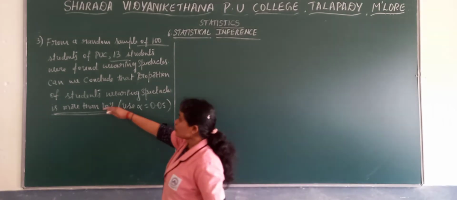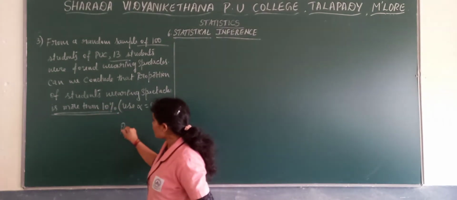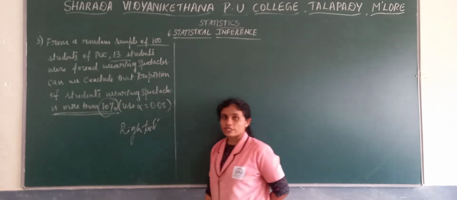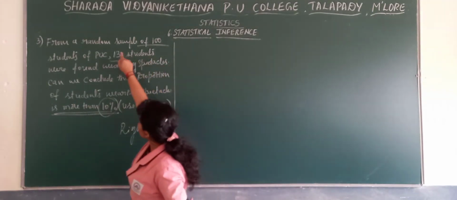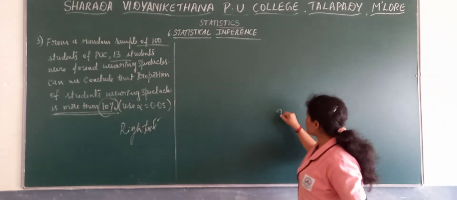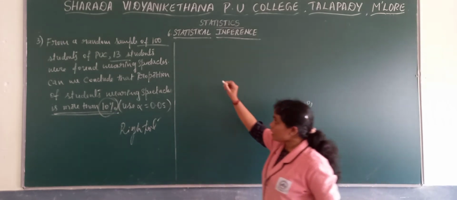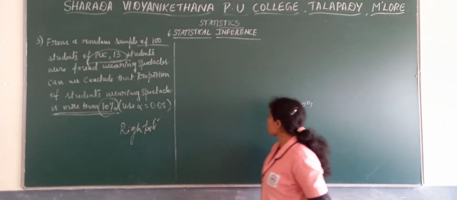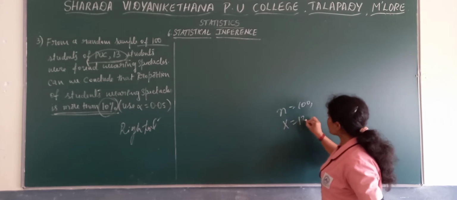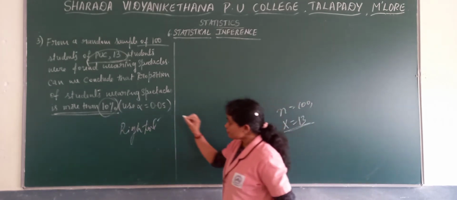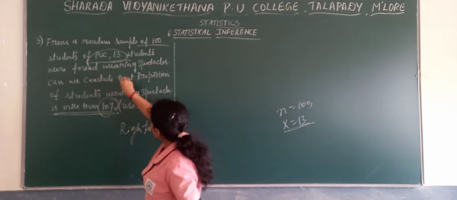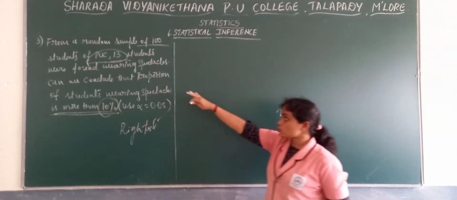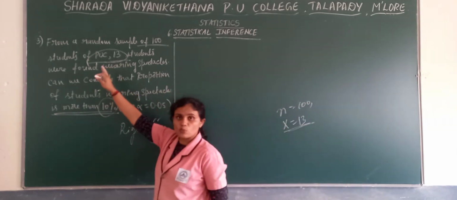So when we get "more than", we need to consider it a right-tail test, and the number which they have given is more than 10. So in this case we can easily identify the sample number: n is equal to 100, and out of that 100 sample we find 13 students wearing spectacles. So x is 13. Then can we conclude that the proportion of students wearing spectacles is more than 10?